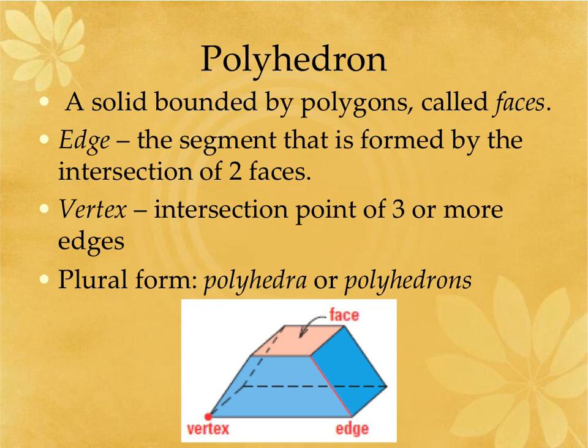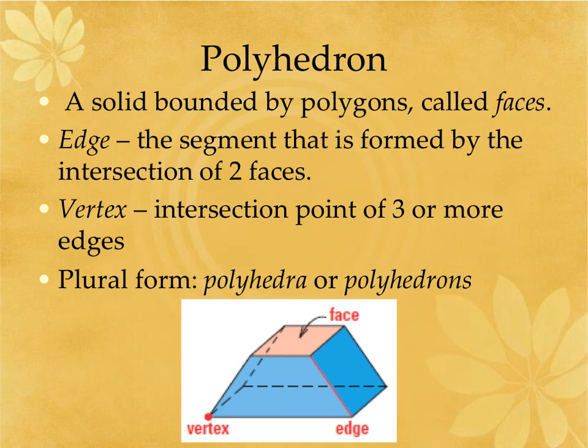The edge is a segment that is formed by the intersection of two faces. The vertex is the intersection point of three or more edges. So the plural form of a polyhedron is polyhedra or polyhedrons.